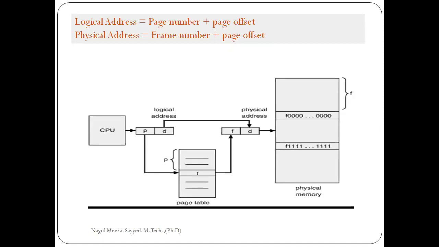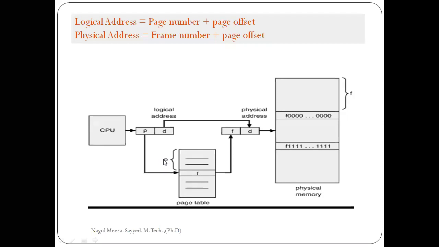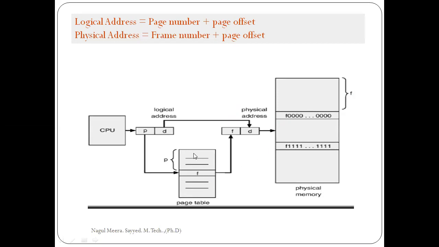Look at this diagram once. Here the page table is a table. It consists of two variables, that is p and f. What is the meaning of p? p is nothing but page number, f is nothing but frame number. So this page table consists of page number as well as frame number. Why these two? Using this p and f, the process is executed by the CPU.